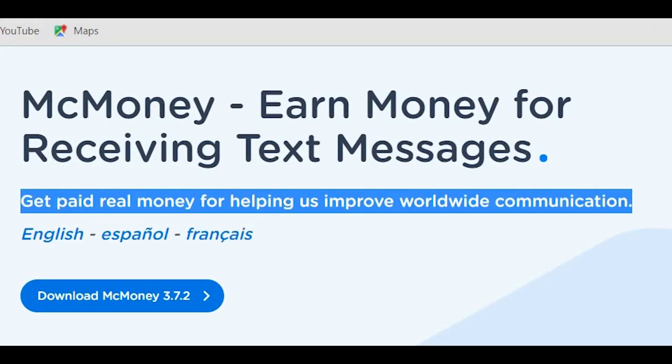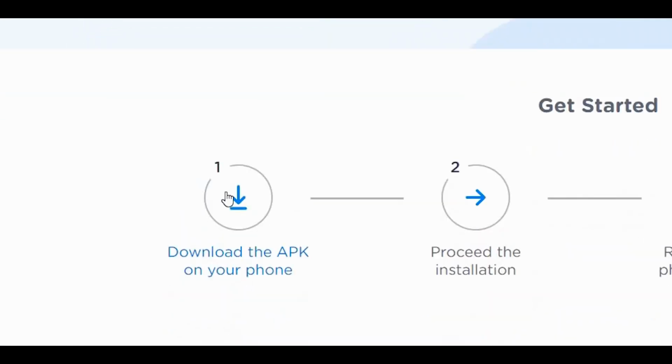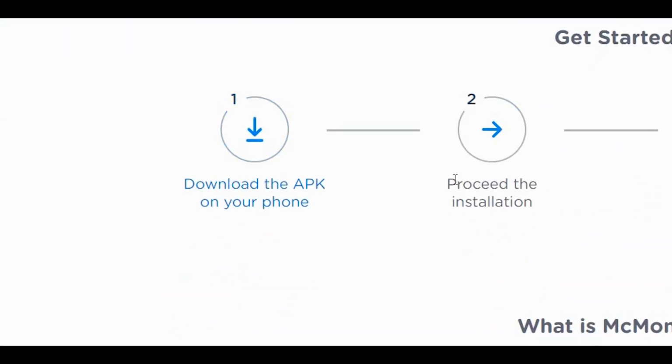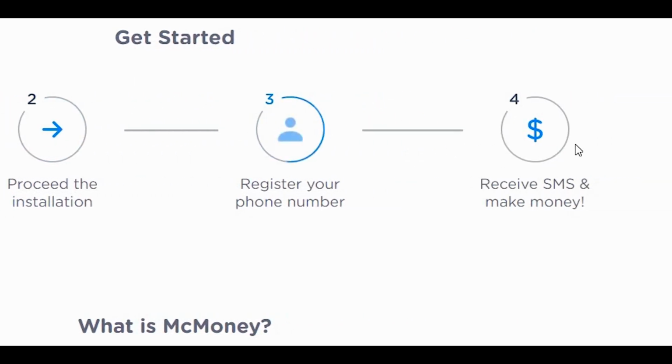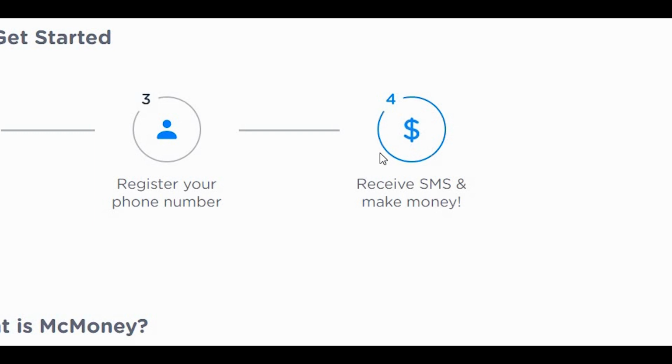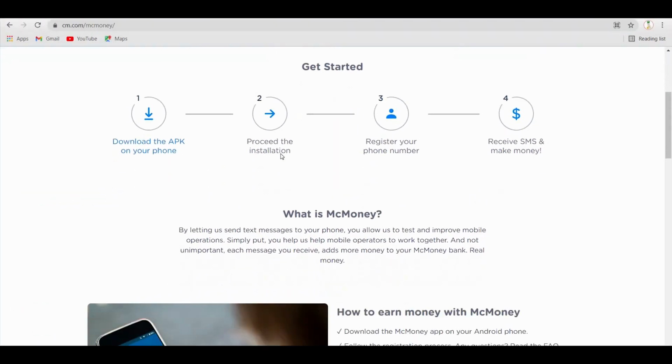The first thing you need to do in order to earn money online is to download the APK. Second, proceed to the installation. Third, register your phone number. Lastly, you will be receiving SMS and making money. As easy as that. So, what precisely is MC Money?